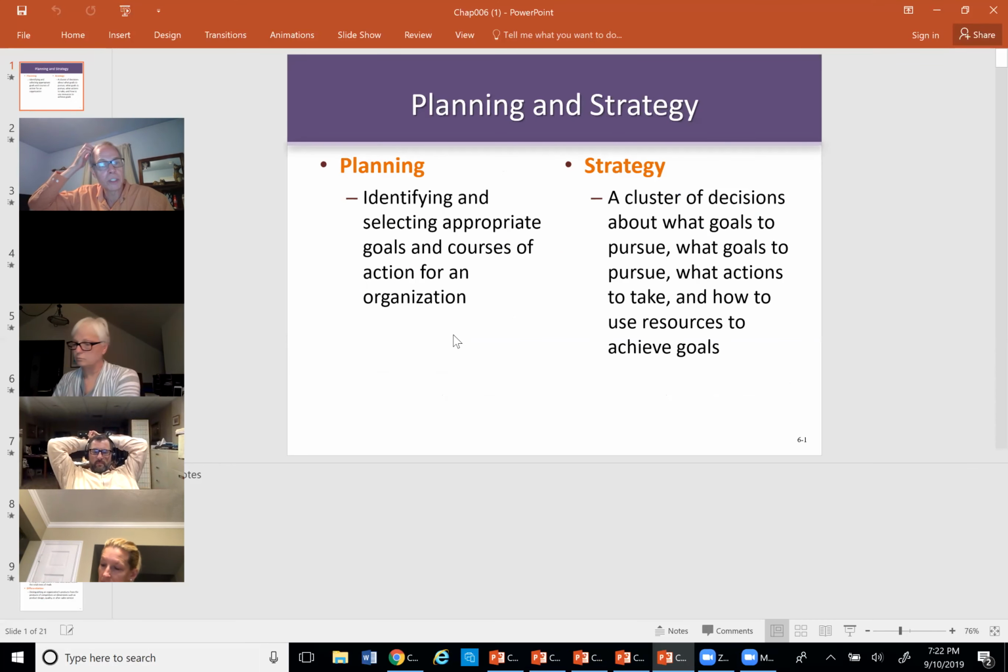So in terms of what's the difference between planning and strategy, you can kind of look here. Planning is setting appropriate goals and courses of action, right? Strategy is a whole cluster of decisions about what goals we're going to pursue. This is where we decide what goals we're going to go after.